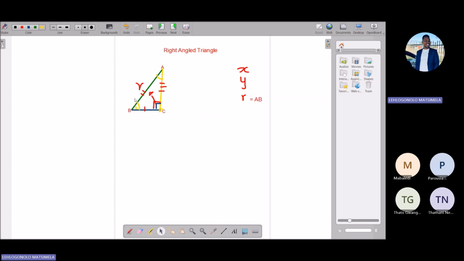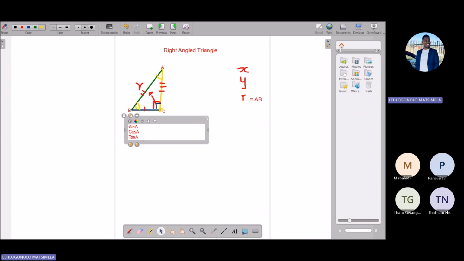Remember, we only labeled the green line. We didn't label the blue line or the yellow line. So we need to know where the angle is positioned. Let's say, for example, the angle is positioned at A. Then we have the three trig ratios: sine, cos, and tan. If the angle is at A, it means it's going to be tan A, sine A, and cos A.